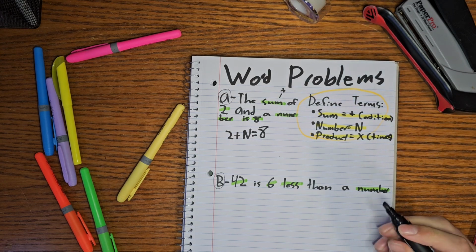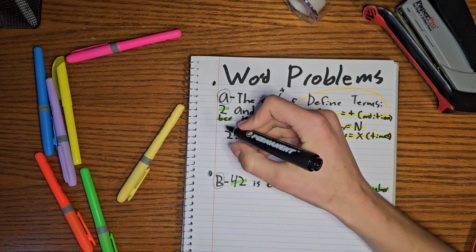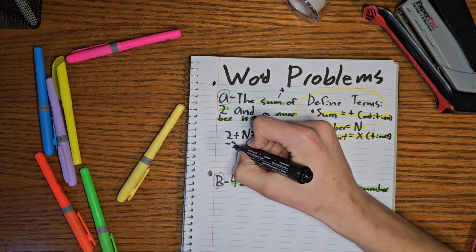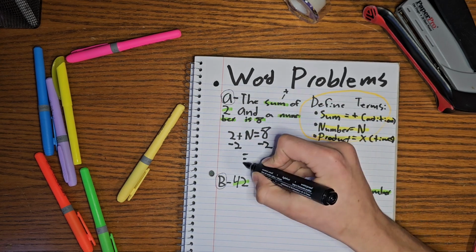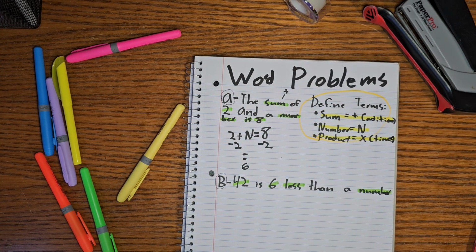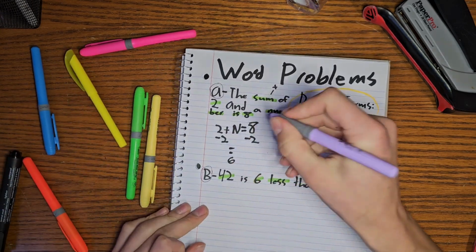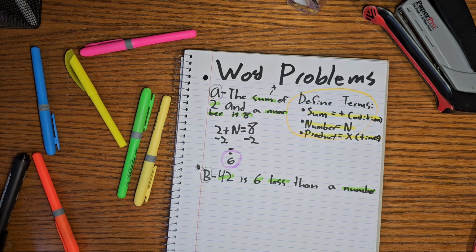Then to get to the answer, it's actually super simple. You just do minus 2 from both sides, and that gets you 6. And 6, I'll use purple since I've got a lot of green, 6 is the correct answer.